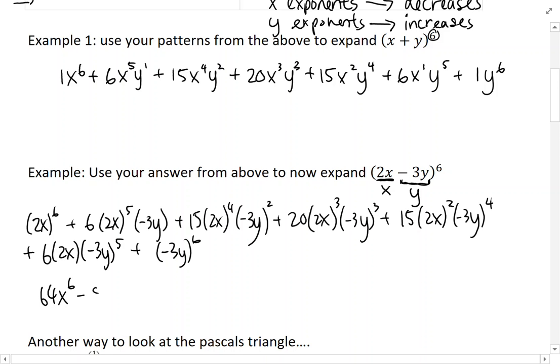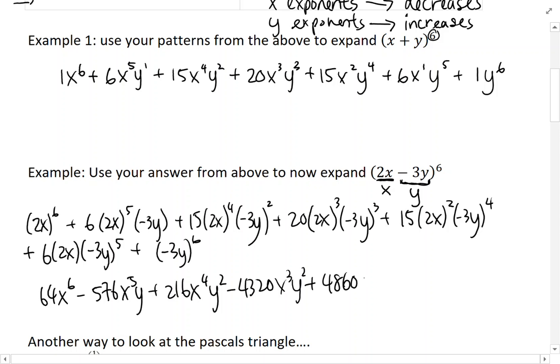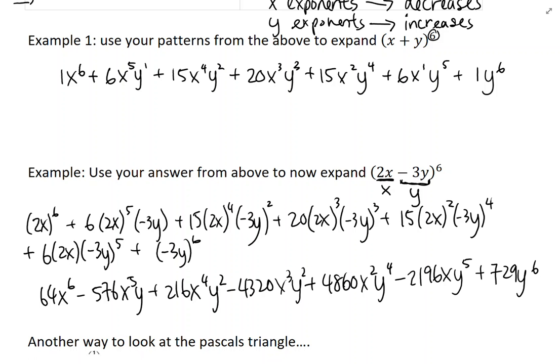64x^6 minus 576x^5y plus 2160x^4y^2 minus 4320x^3y^3 plus 4860x^2y^4 minus 2916xy^5 plus 729y^6. Okay? So that is still, even though it's still a lengthy process, it's much faster than multiplying each binomial out.